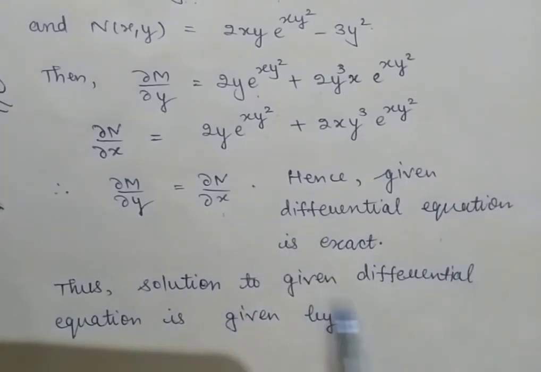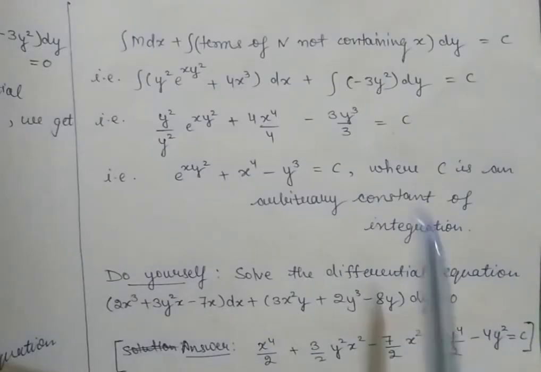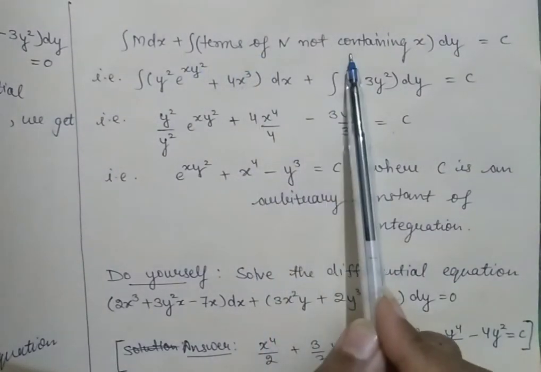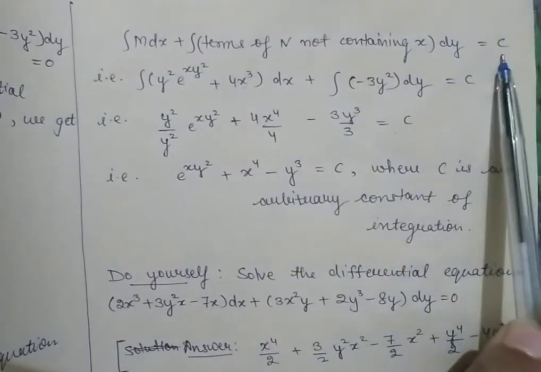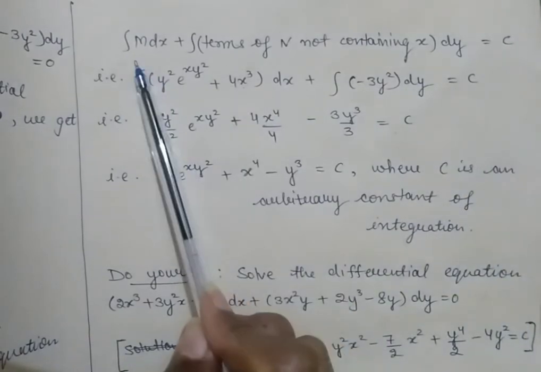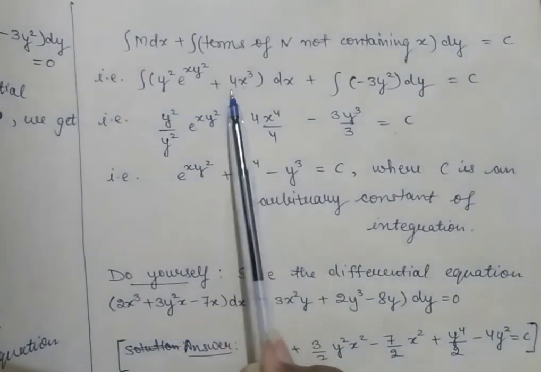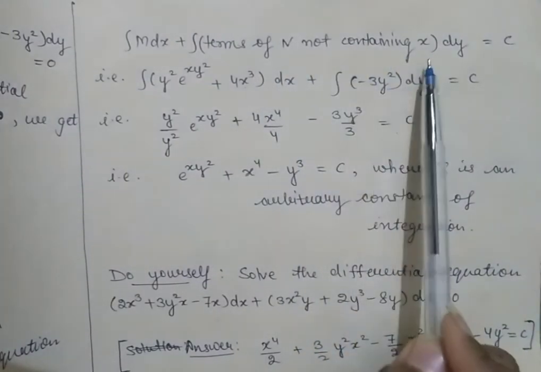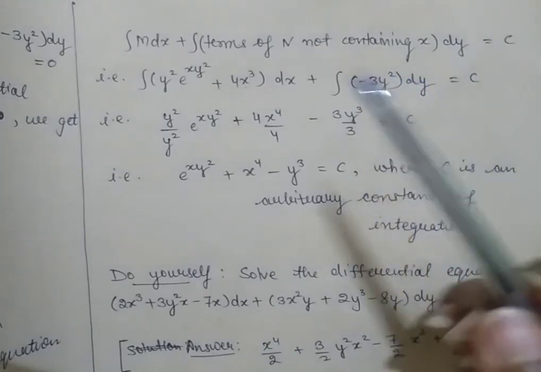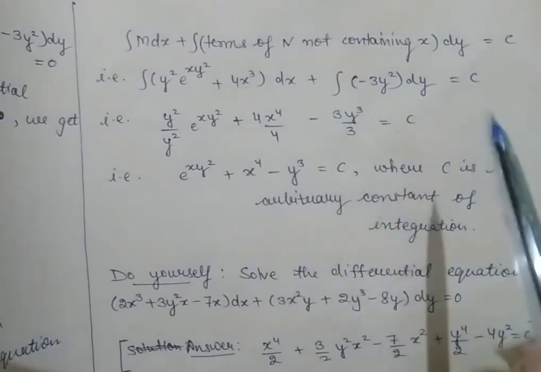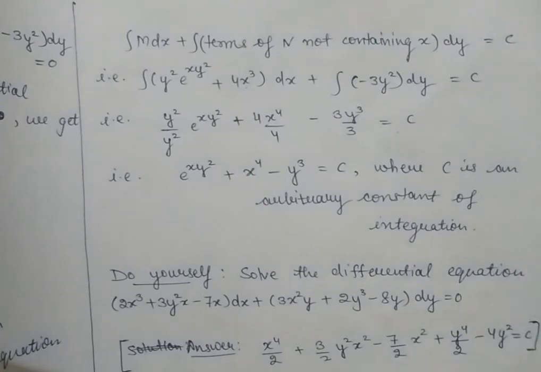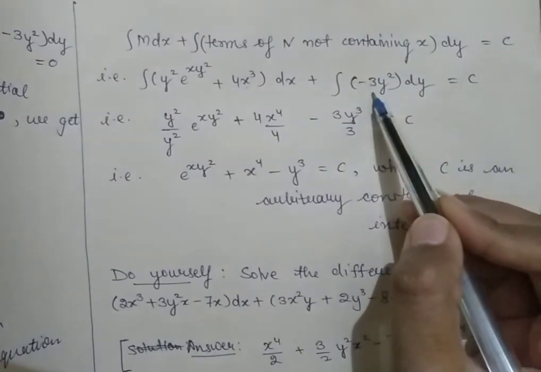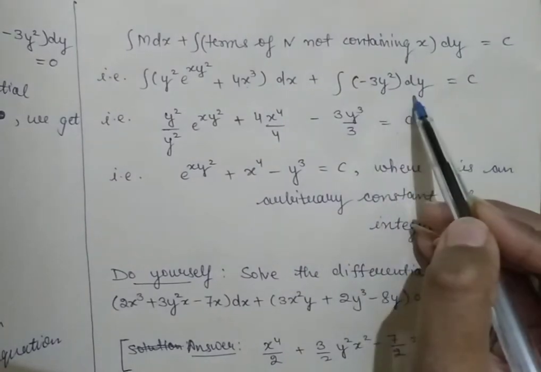Thus, the solution to the given differential equation is given by integral M dx plus integral of terms of N not containing x dy equal to c. That is, integral of M, which was y square e raised to the power xy square plus 4x cube, dx plus integral of terms of N not containing x. So, our N was 2xy e raised to the power xy square minus 3y square. We have only one term in N which does not contain x, that is minus 3y square. So we will write that term here into dy equal to c.